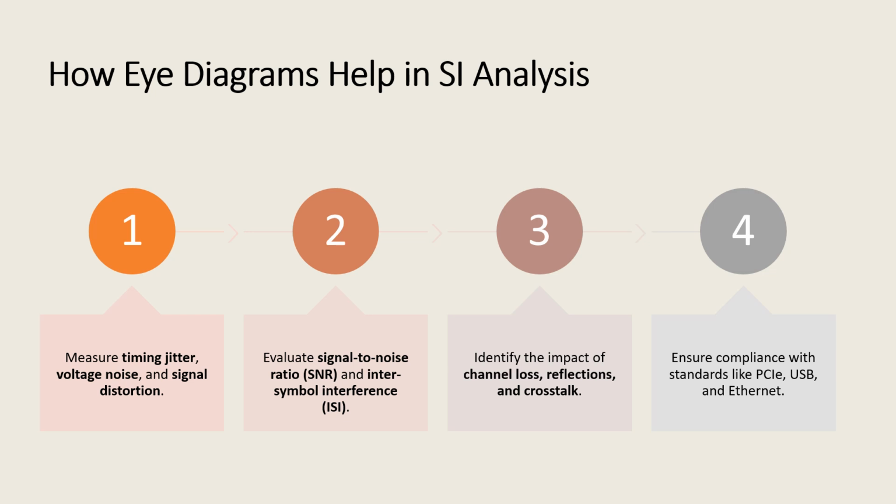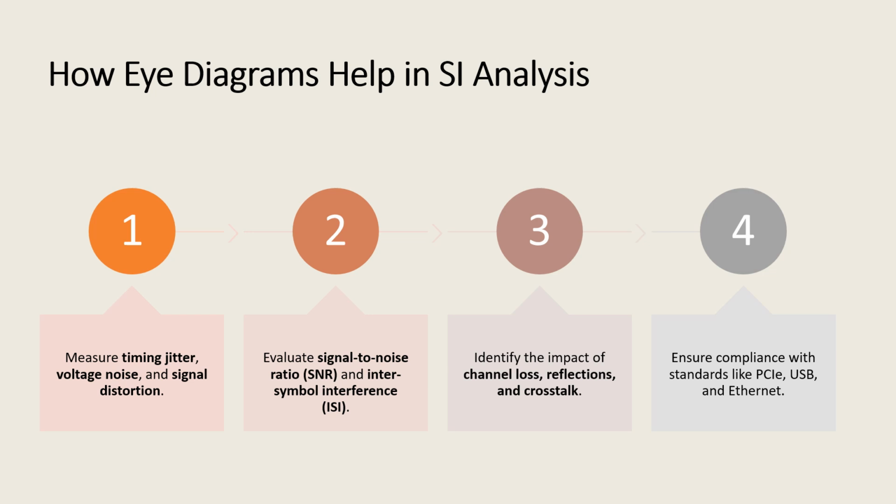Now let us discuss each of these points in detail. The first is the measurement of timing jitter, voltage noise, and signal distortion. An eye diagram gives you an idea about the timing jitter, whether it's deterministic or non-deterministic, which we call random jitter, the voltage noise, and whatever the signal distortion in terms of crosstalk or impedance mismatch is happening in your signal.